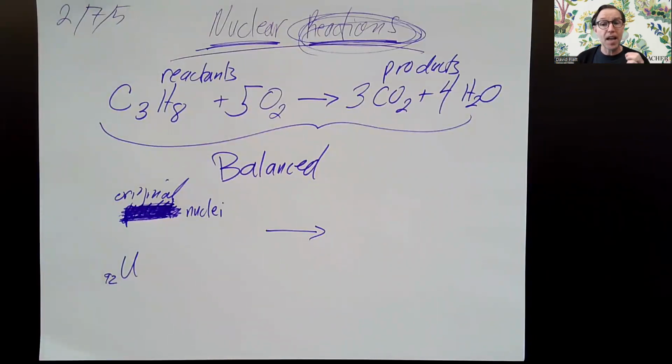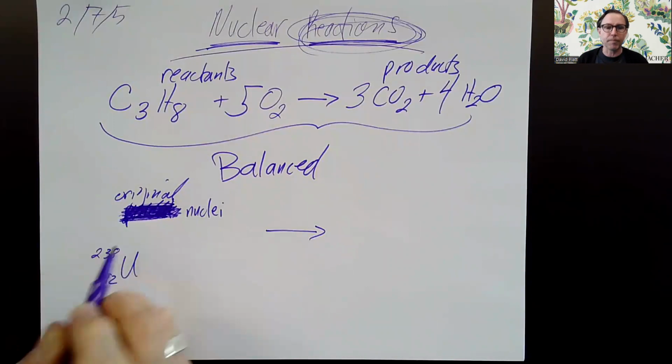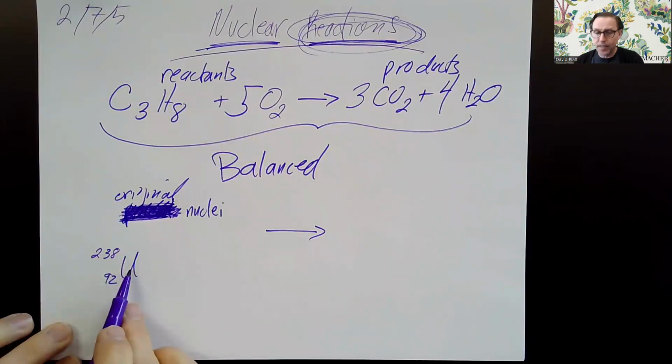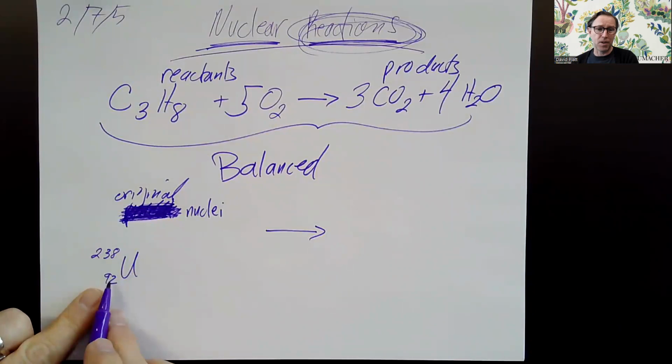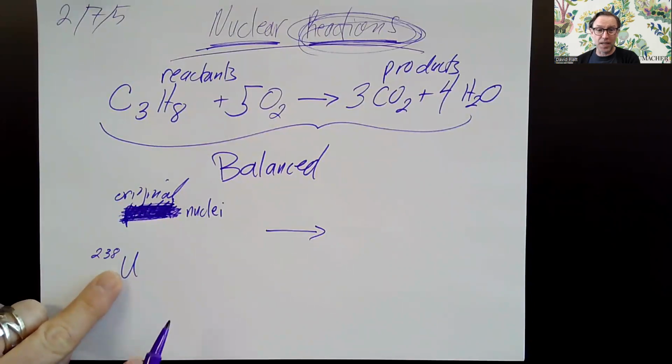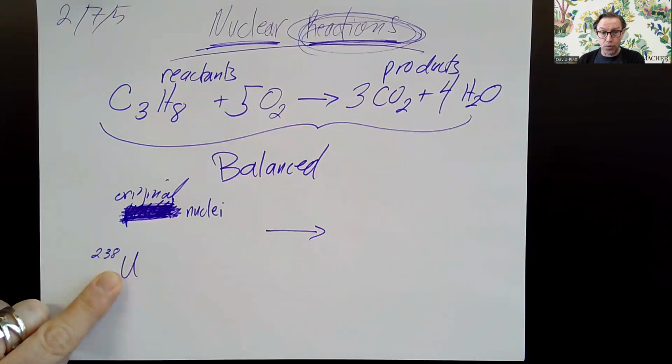But if you look at the decimal number, if you round it, it's somewhere in the 230s. So when I call this uranium and the 92, that's redundant. If there's 92 protons, it's uranium. If it's uranium, there's 92 protons. So sometimes the 92 is left off. But the name of this thing that I just drew is called uranium-238.